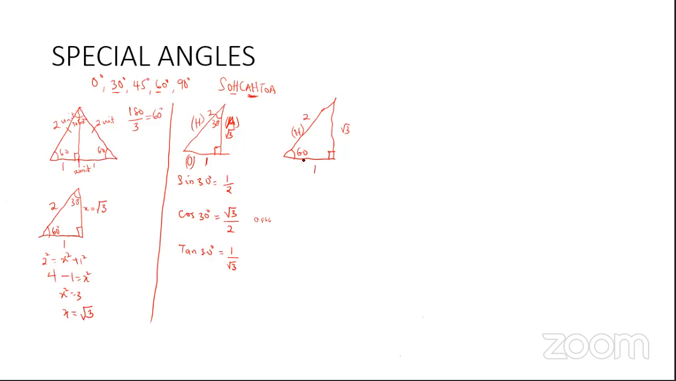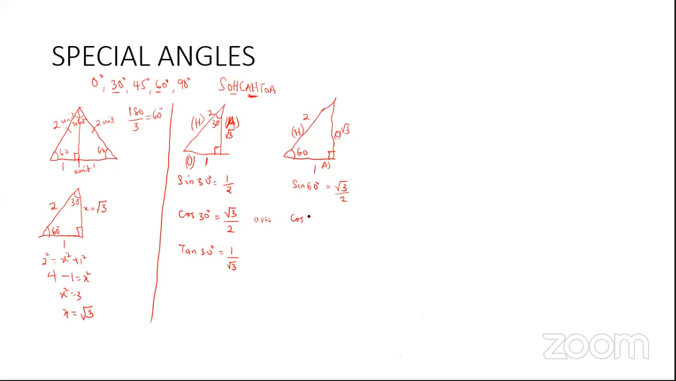Now, the next one, how do you get your opposite? Don't forget, I've said opposite is opposite to the angle. So this is our opposite. And this is our adjacent. So from there, I can get my sine 60 degrees to be equal to opposite over hypotenuse. Our opposite is square root of 3 over hypotenuse, which is 2.